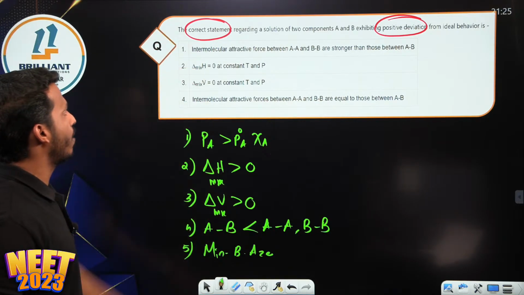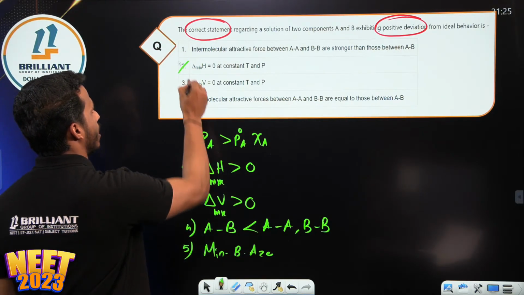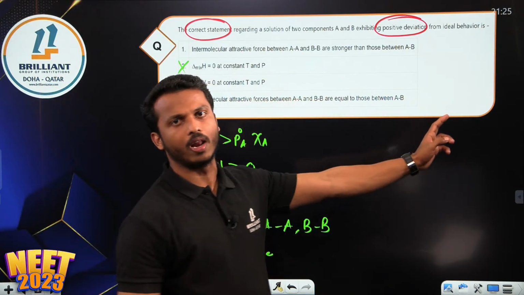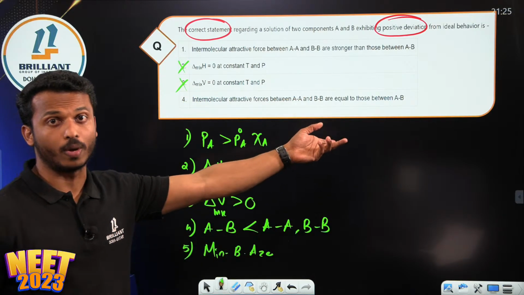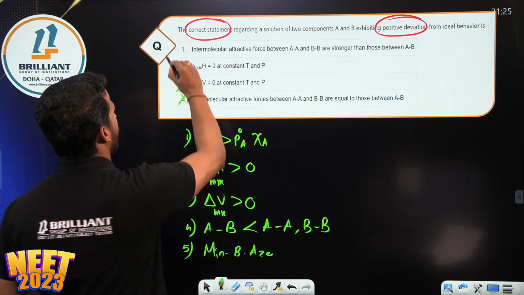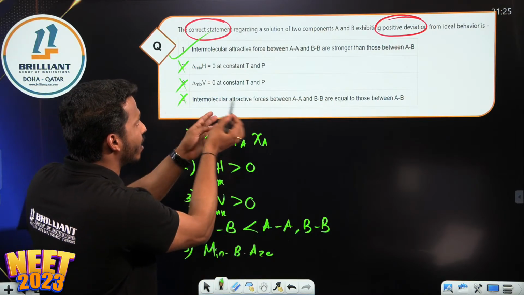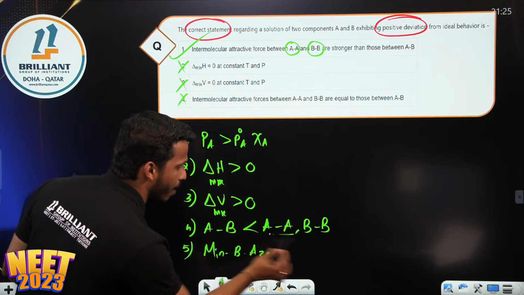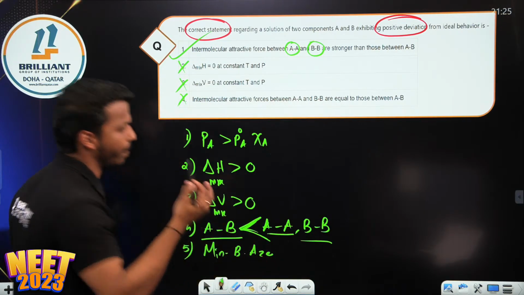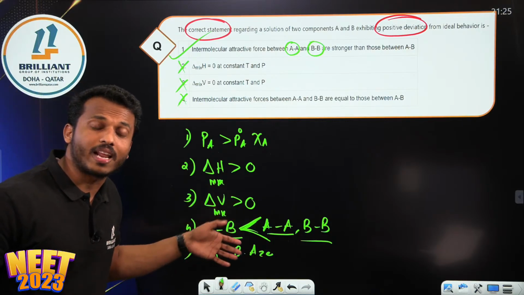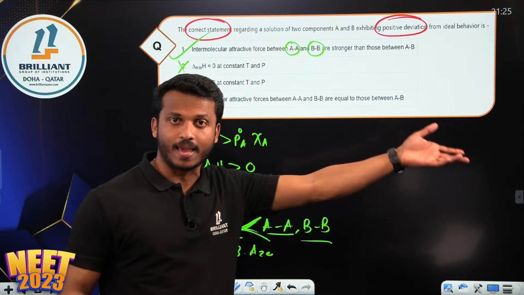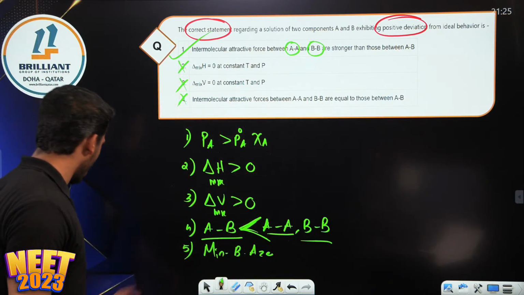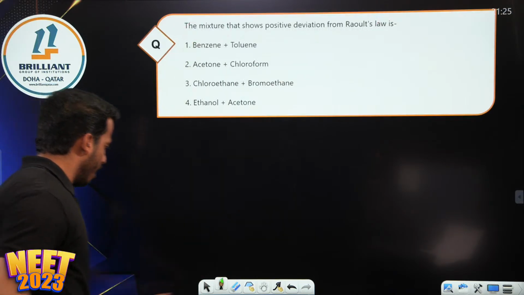So which is the correct statement among these? Option 2 is wrong, 3 is wrong, and intermolecular attractive forces between AA, BB equal to AB is only for an ideal solution, so this is also wrong. So what is option A? Intermolecular attractive forces between AA, BB are stronger than AB. Or you can say AB interactions are weaker than AA and BB. Both are the same; they just change the way of giving the options. That's it. So the answer is option 1. Good. Next question, dear all.